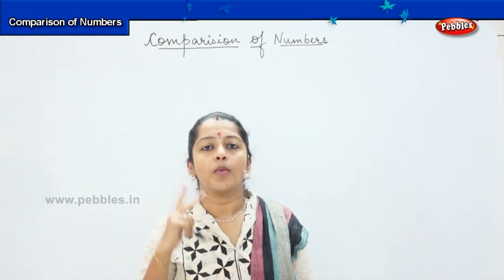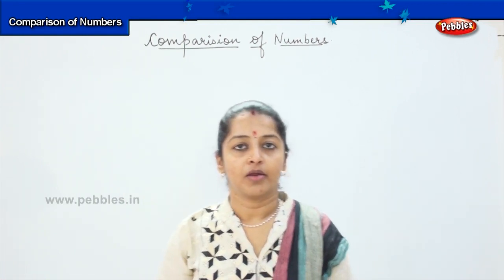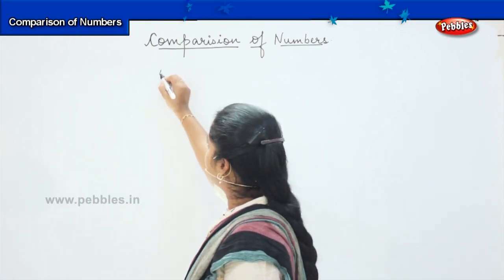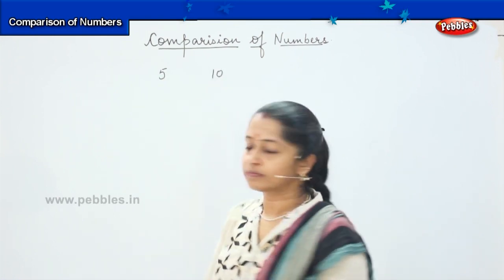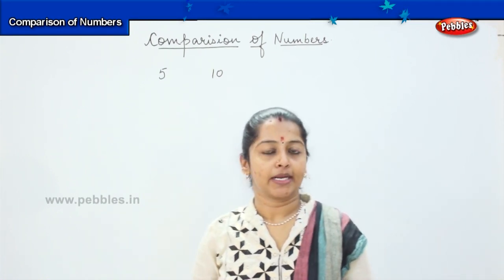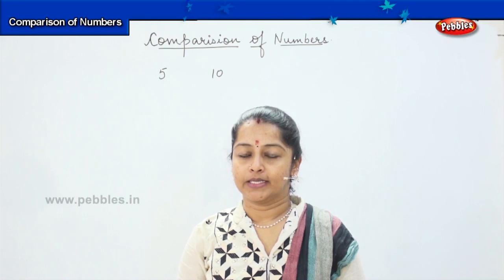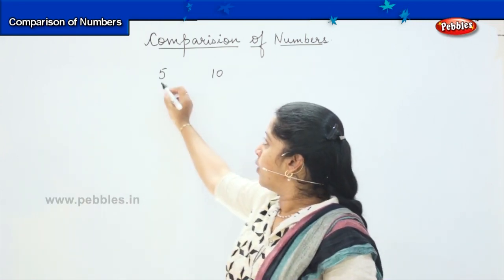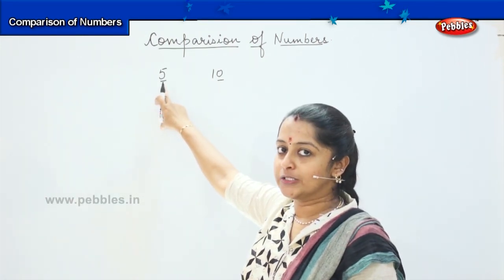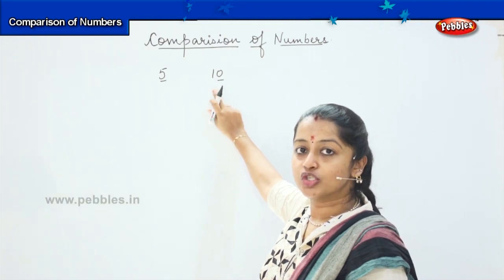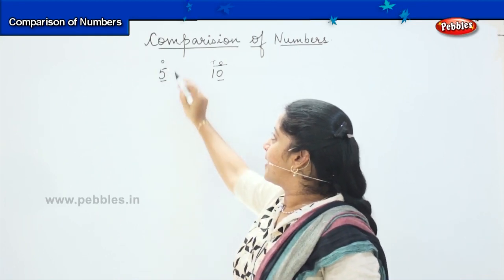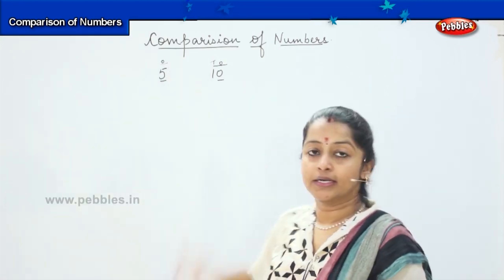Comparison means when two or more things are being compared, right? It can be compared on various parameters. For example, if I take the number 5 and 10, and I want to compare them, what are the different ways in which I can compare? Can you just think and let me know? Yes, the very first thing would be the position of the numbers, right? In 5, we have only ones place, whereas in 10, we have two places, which is the tens and ones. So that is the first parameter in which we can compare the two things.